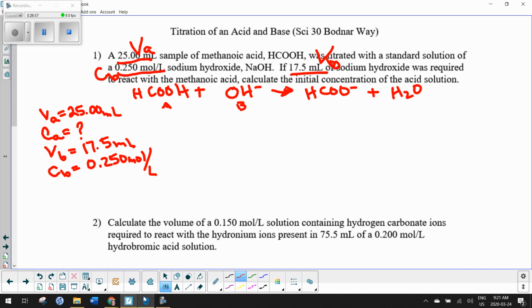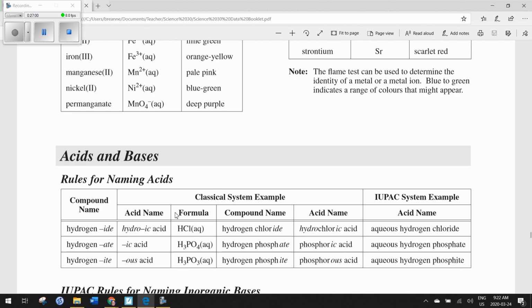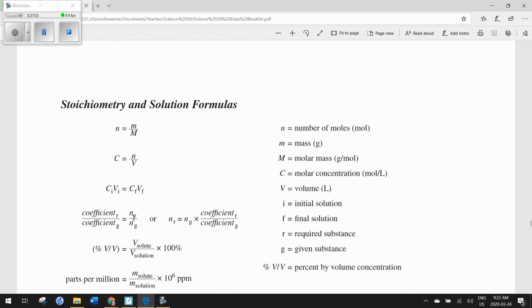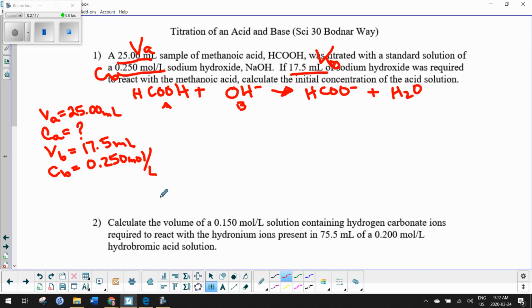So in your data booklet, if we scroll back up, okay, this formula right here, CIVI equals CFVF. I kind of play with this a little bit to make it easier. So I change my I's to A's and my F's to B's. So much easier to work with. So I'm going to write that formula. CAVA equals CBVB. Then I can rearrange this and just solve for what I need to. The great thing about this one is you don't have to convert the milliliters. As long as you have milliliters and milliliters, it'll cancel out and it'll work just fine.